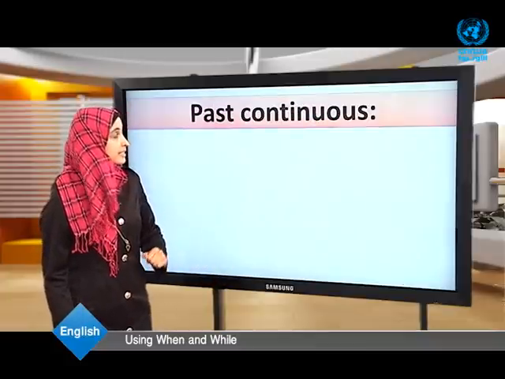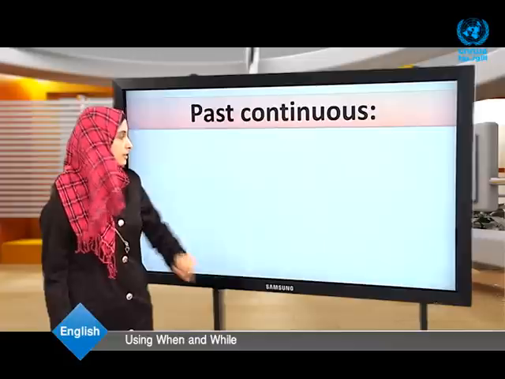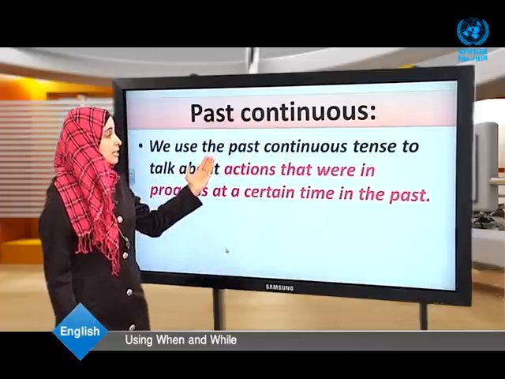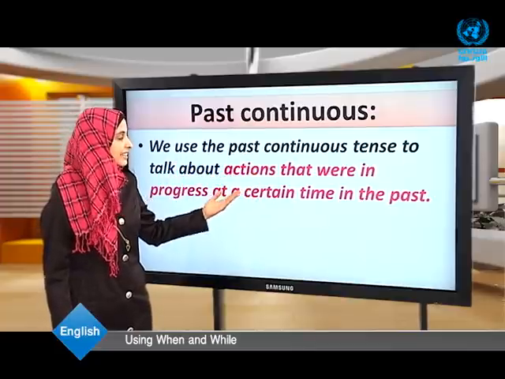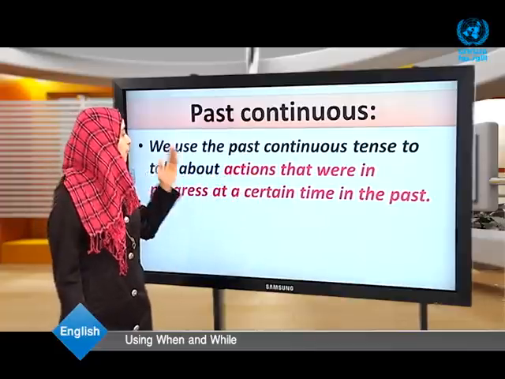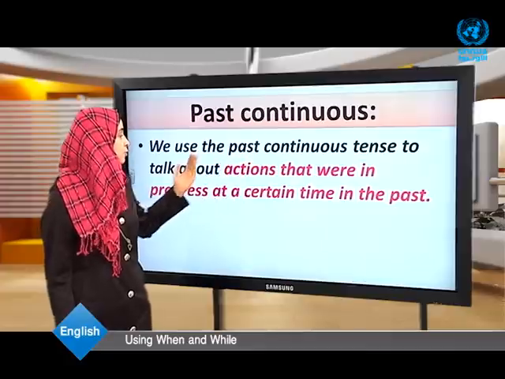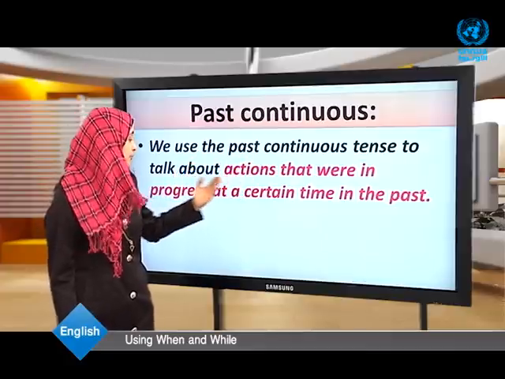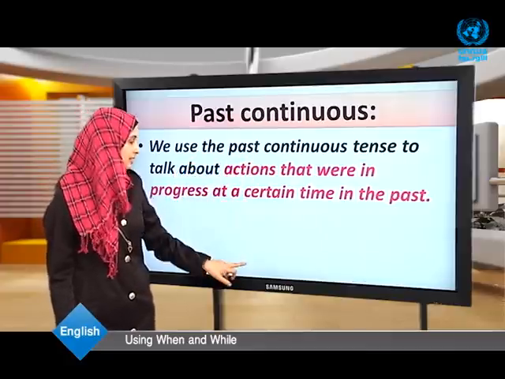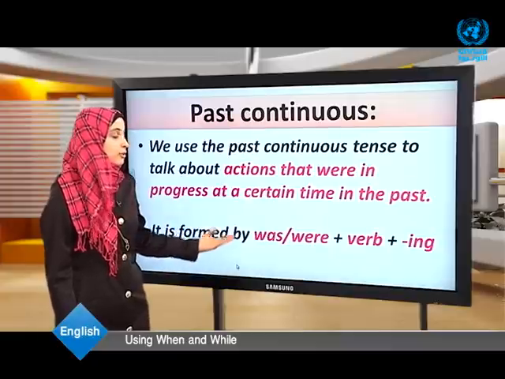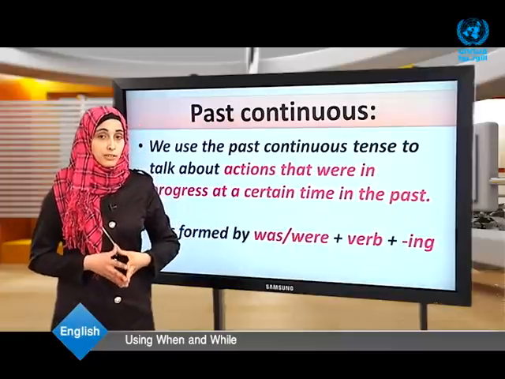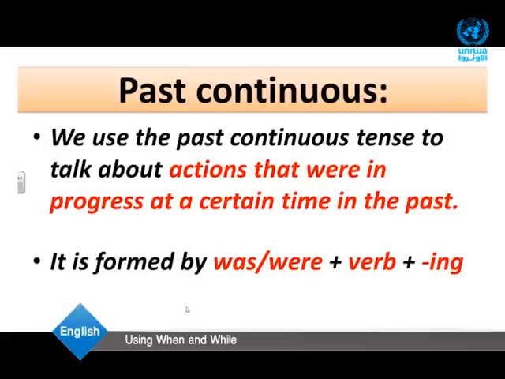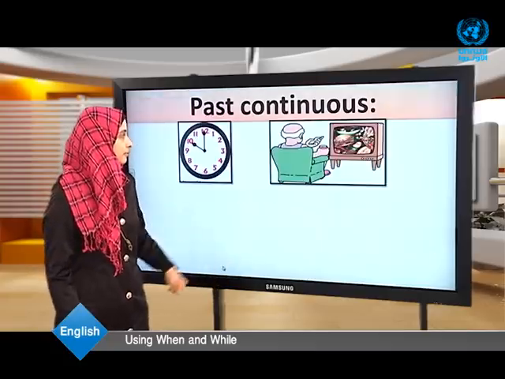Now, let's revise some of the points about the past continuous. The first one, we use the past continuous tense to talk about actions that were in progress at a certain time in the past. It's formed by was or were plus the verb plus the ing. Now let's see this example.